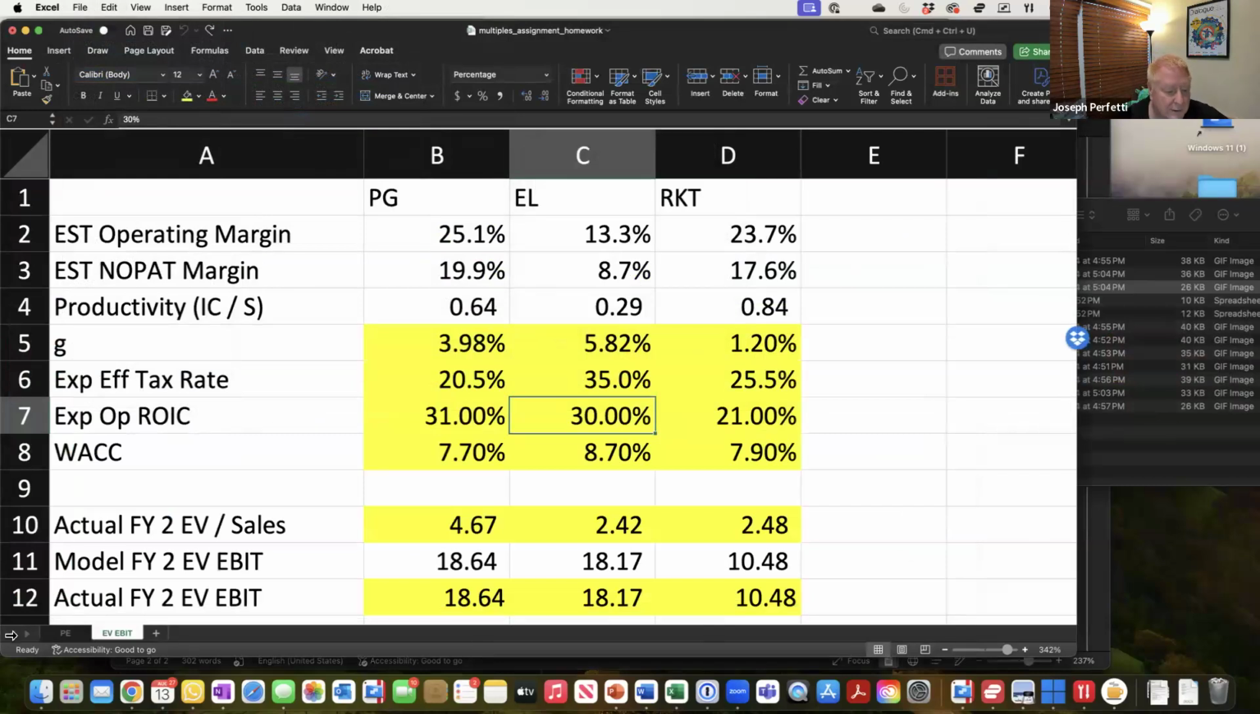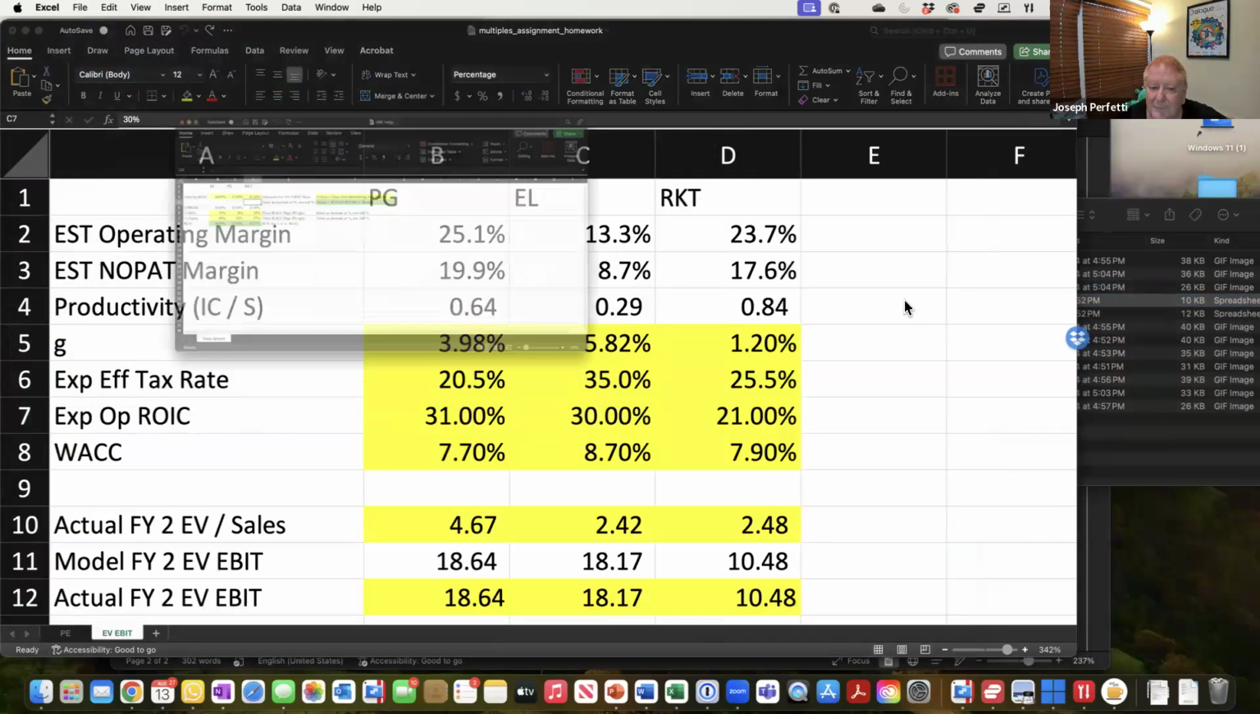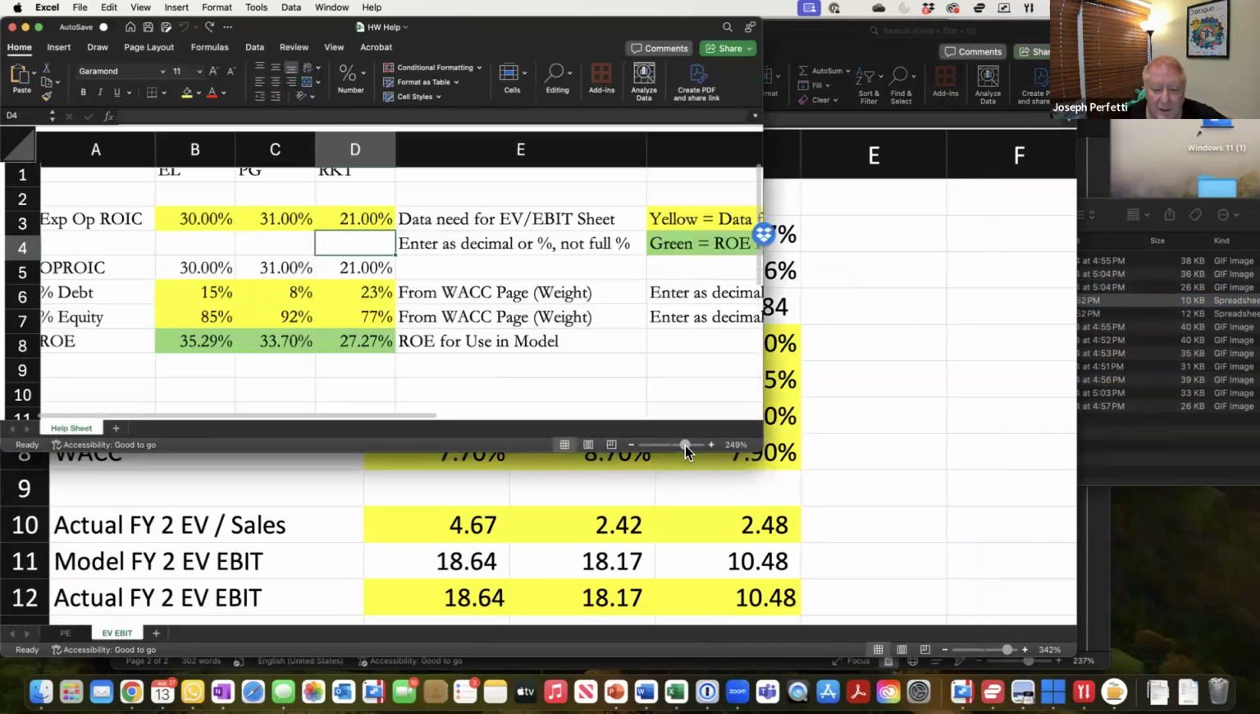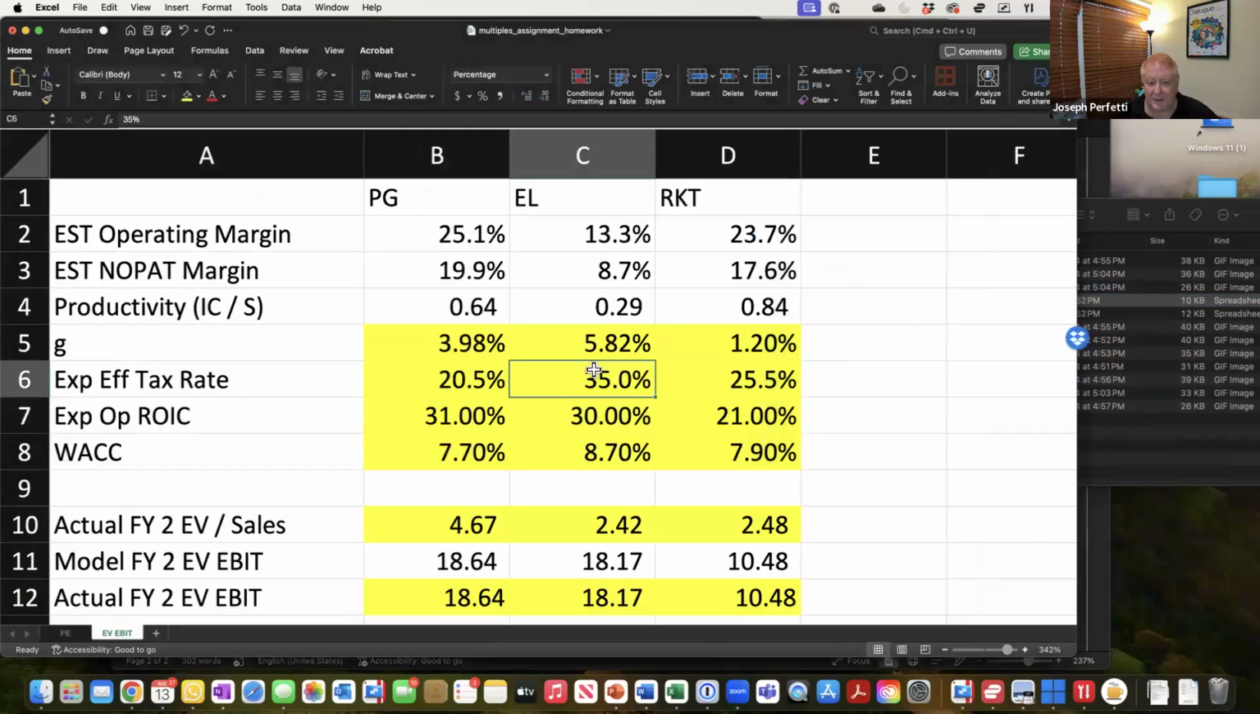Let's see, I moved the file. Here it is. And again, make this a little bit bigger. All right, so for Estee Lauder, as an example, I came out with an ROE of about 35%.